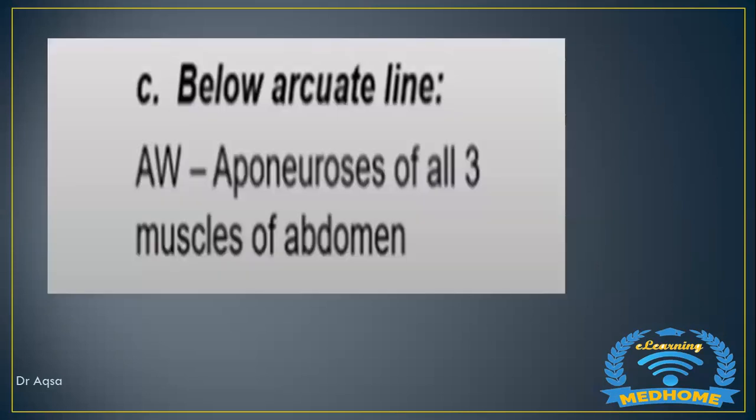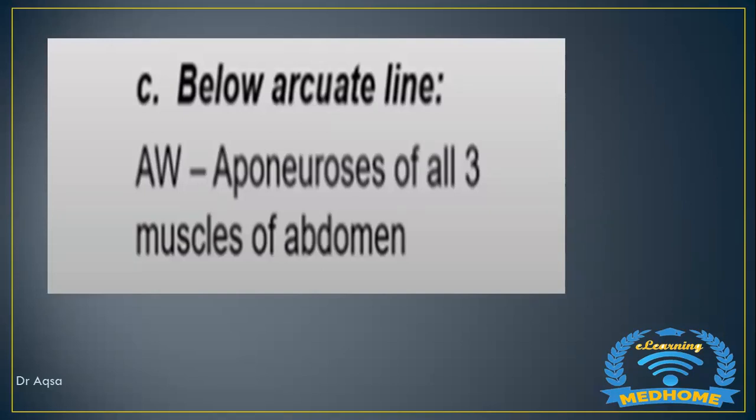Now what happens below the arcuate line? Below the arcuate line, the anterior wall is formed by the aponeurosis of all three muscles. What are the three muscles? The external oblique, internal oblique, and the transversus abdominis. But posteriorly, again, the wall is deficient, or there is no wall present posteriorly.